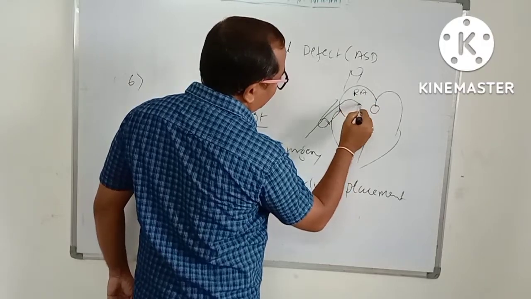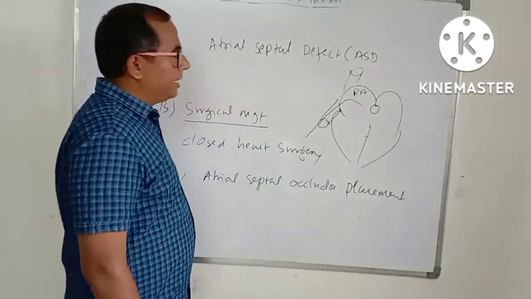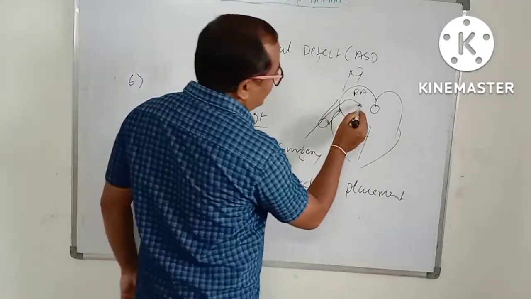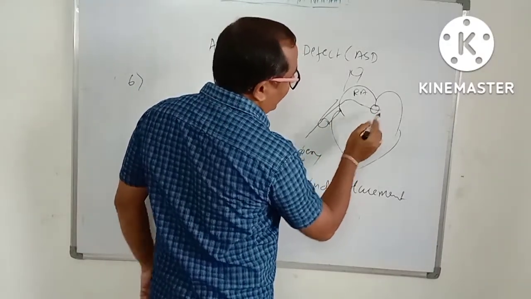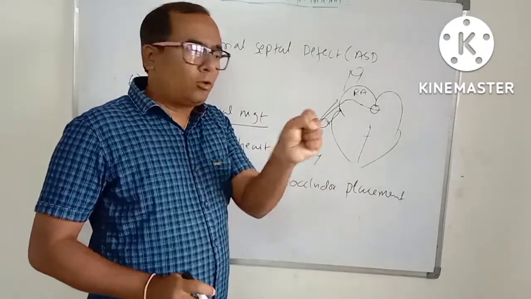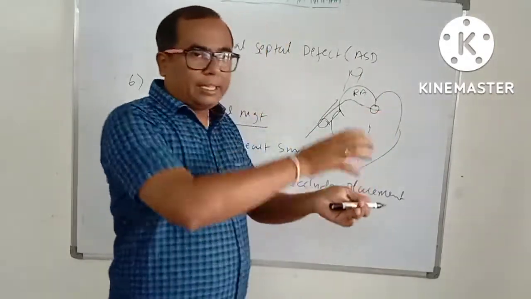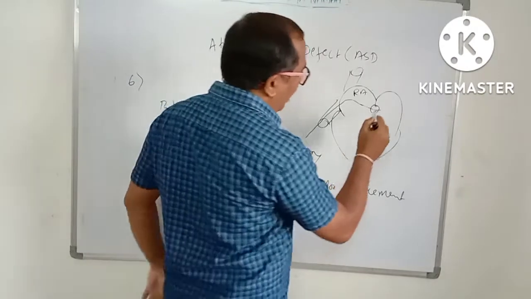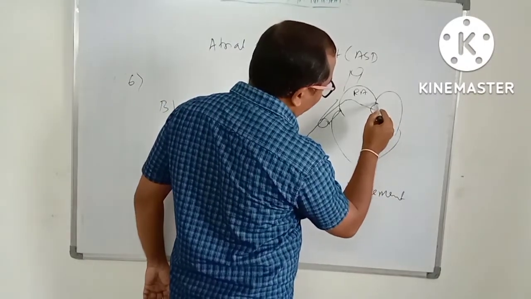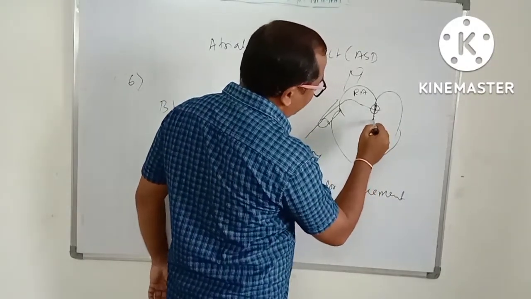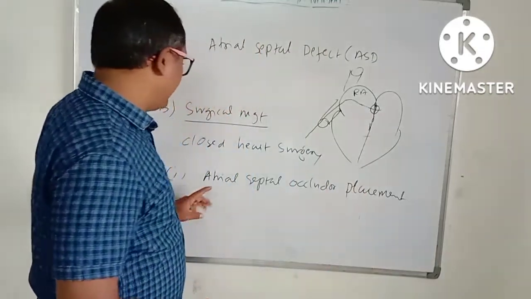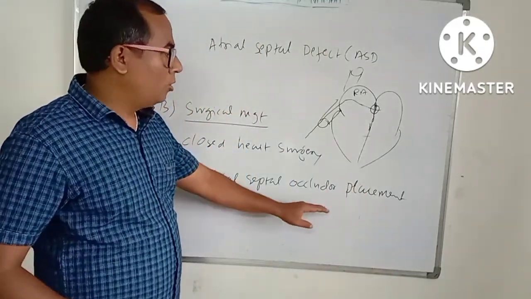Once the catheter comes into the right atrium, the tip is passed through this defect, and there will be an occluder. That occluder is opened once the tip enters, and the catheter is withdrawn. After that, this occluder will completely close this atrial septal defect. That is known as atrial septal occluder placement.